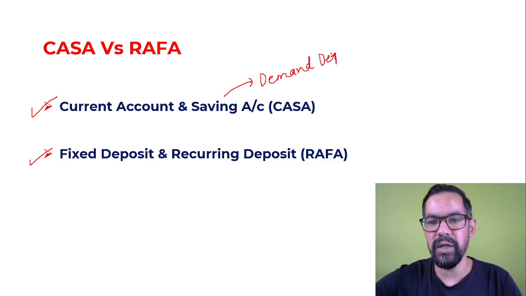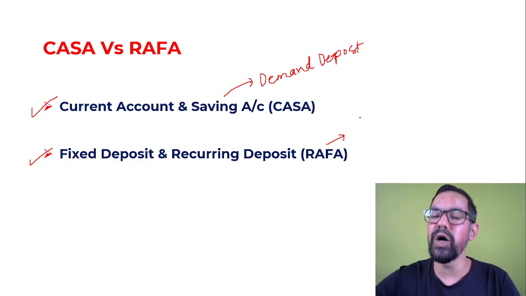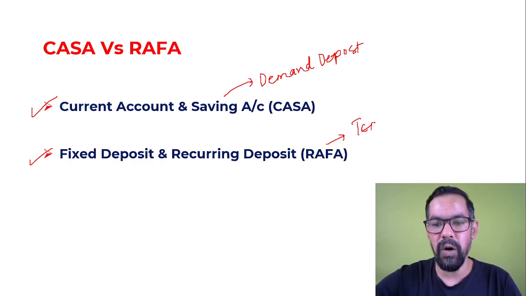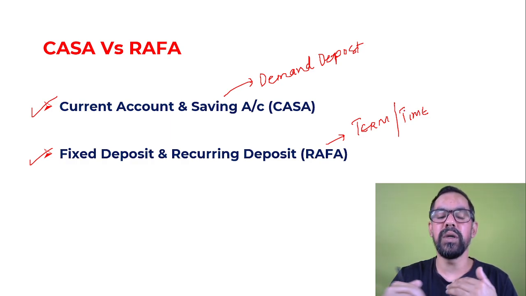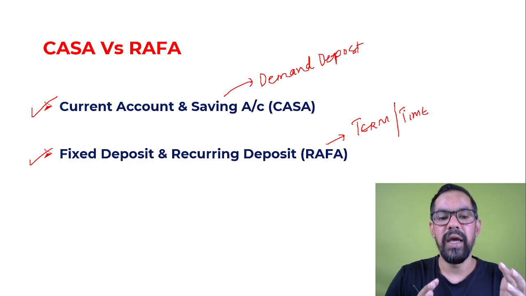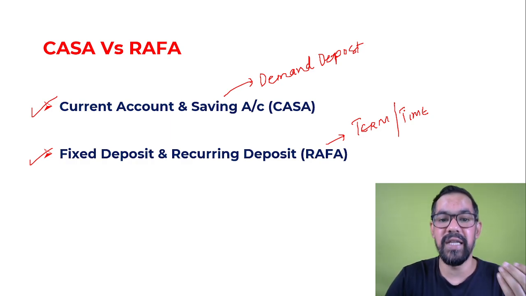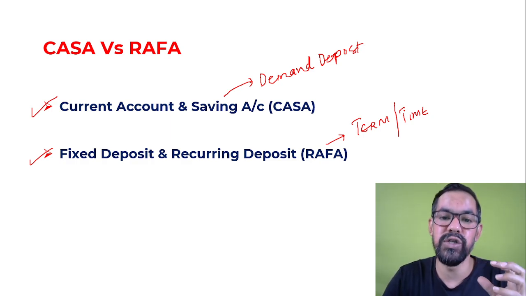Why are they generally called demand deposits? We will discuss that in this video. And RAFA deposits are also known as term deposits or time deposits, because they are generally for a fixed time duration. CASA deposits can be demanded at any time by the customers, whereas in RAFA, customers deposit their money for a fixed time duration, so they have a specific maturity period.